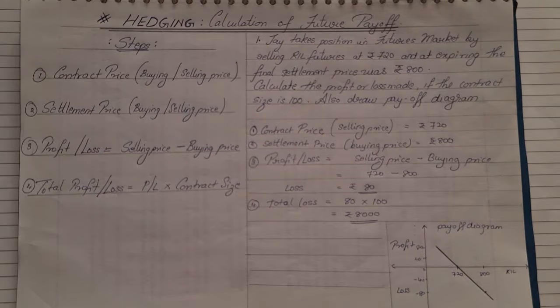Very simple. Now this was the first sum. Now we'll jump to the second sum, where we'll learn what to do if there is both buy and sell in the same sum. I hope everyone has understood the very first sum. Now we're going to start with the second sum.